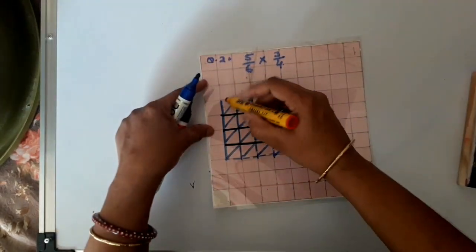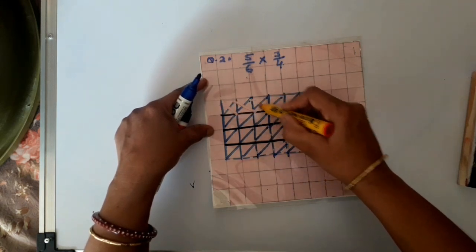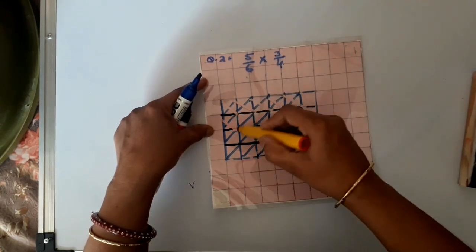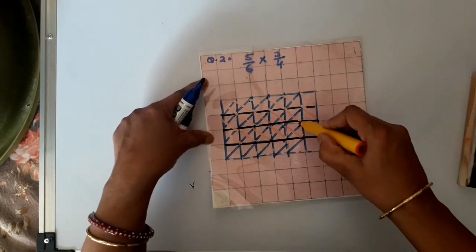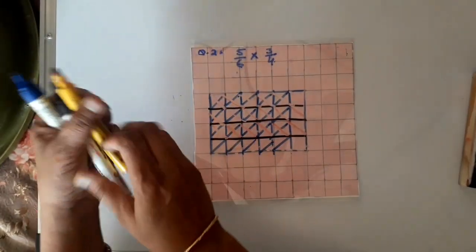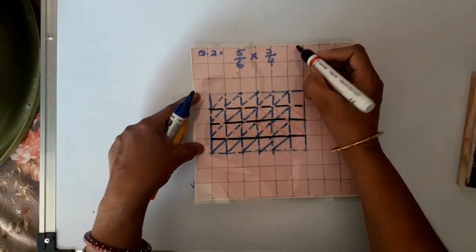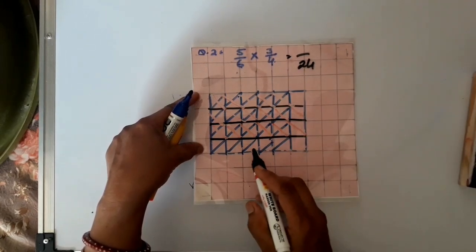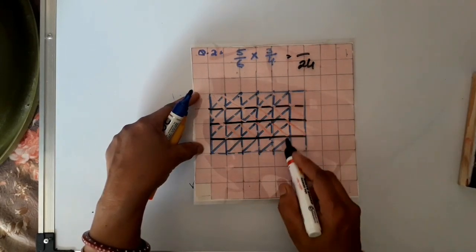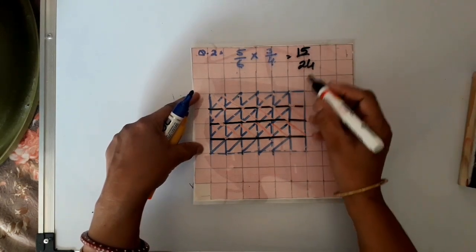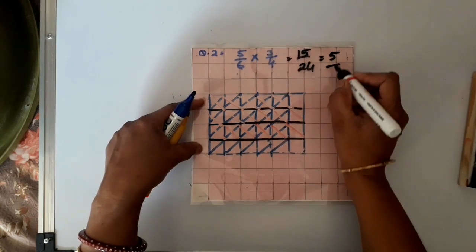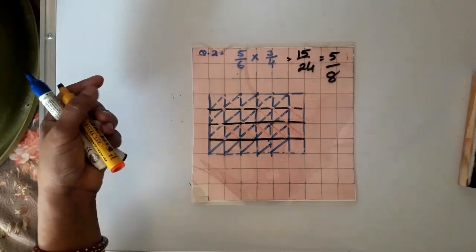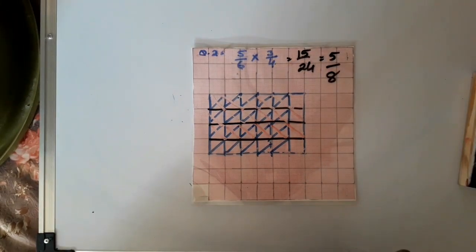So 3 rows I need to shade: 1, 2 and 3. Now you can see that out of these 24 squares, 15 squares have both the colors. So this represents 15 upon 24 and you can reduce it, that is 3 5s are 15 and 3 8s are 24. Remember that you have to color the squares appropriately.